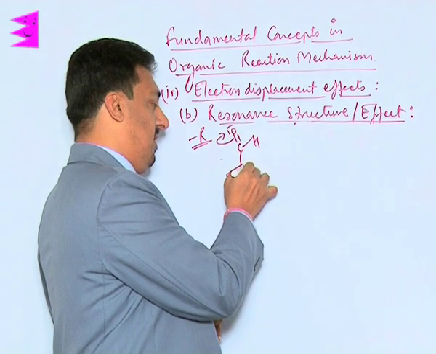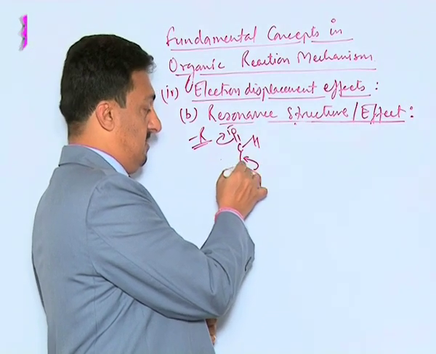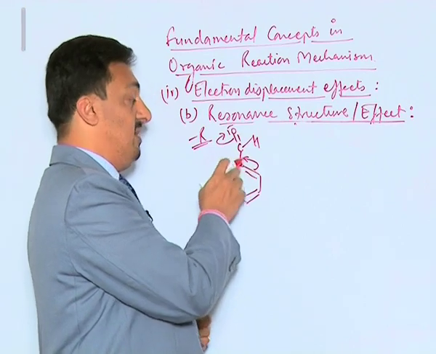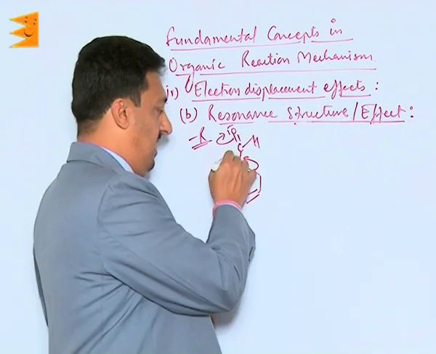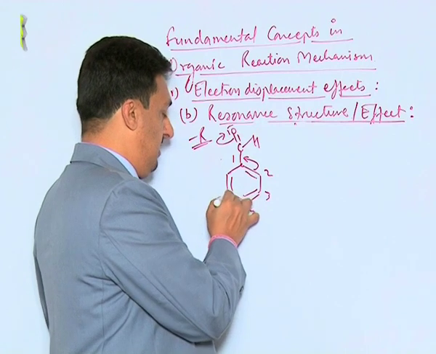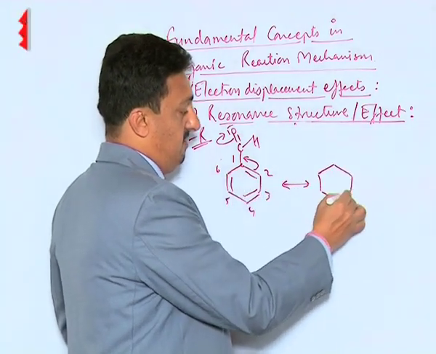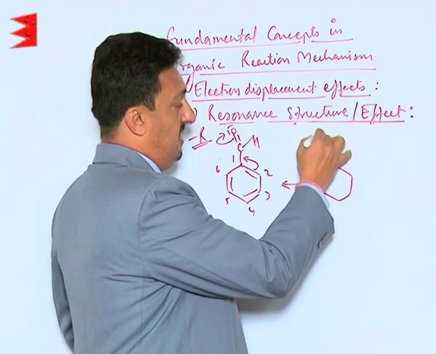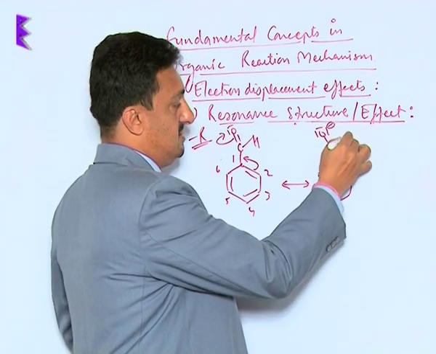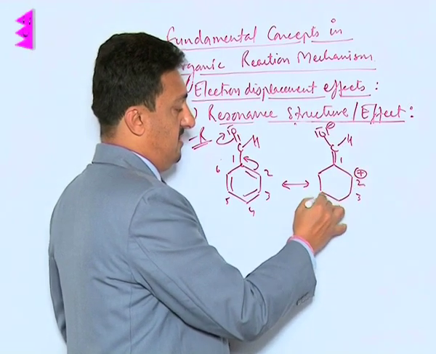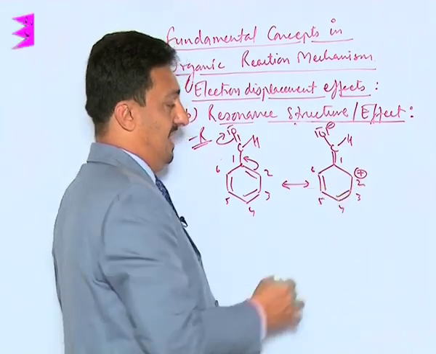As a result, one pi bond, one pair of pi electrons, gets shifted towards this carbonyl carbon, and therefore carbon number 2 acquires partial positive charge, and we get a structure like this.